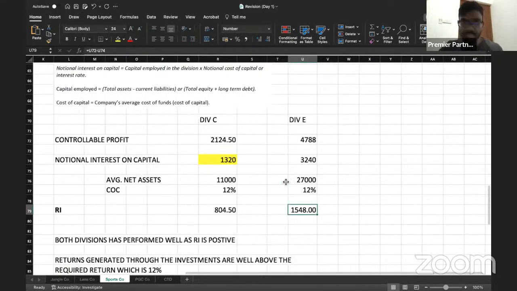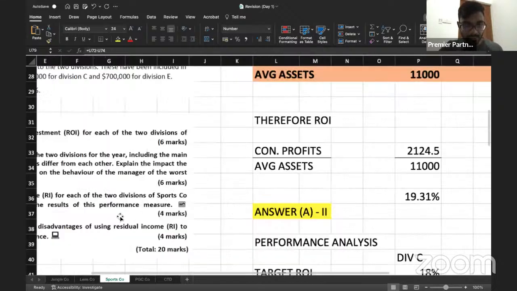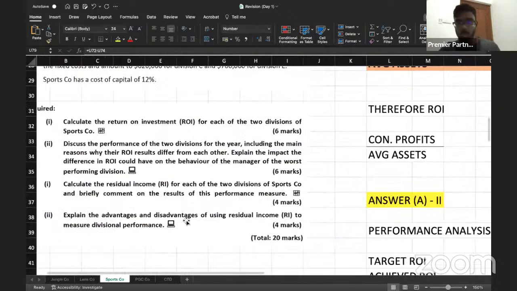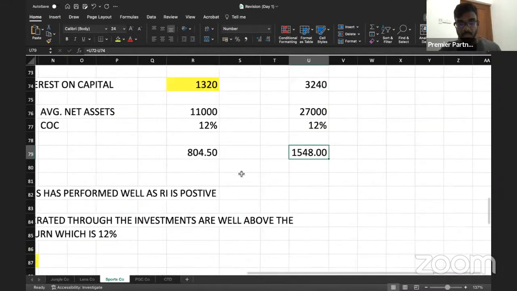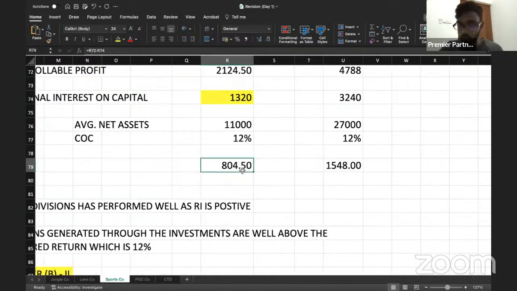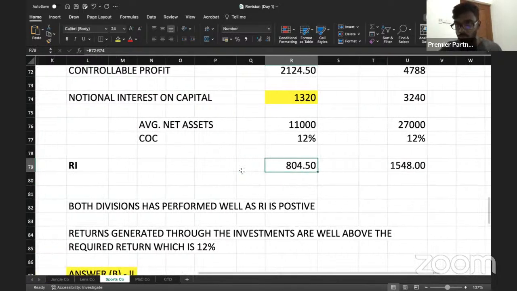Now, once you're done with the calculations, what do they say? Explain the advantages, disadvantages. People, advantages of RI. RI advantages. It's an absolute value. It's a dollar value, no, right?